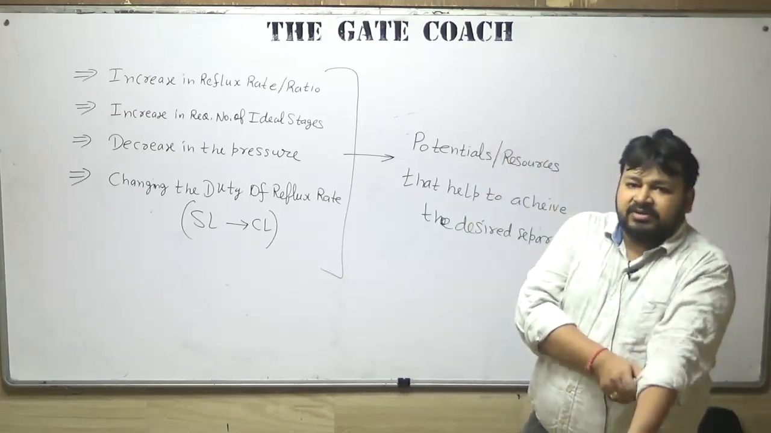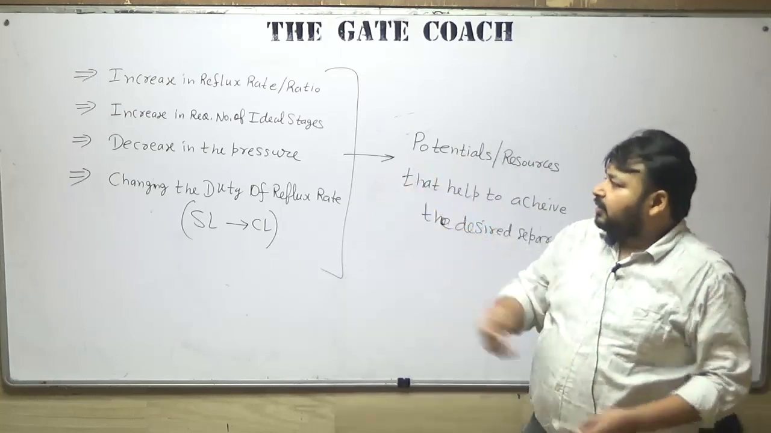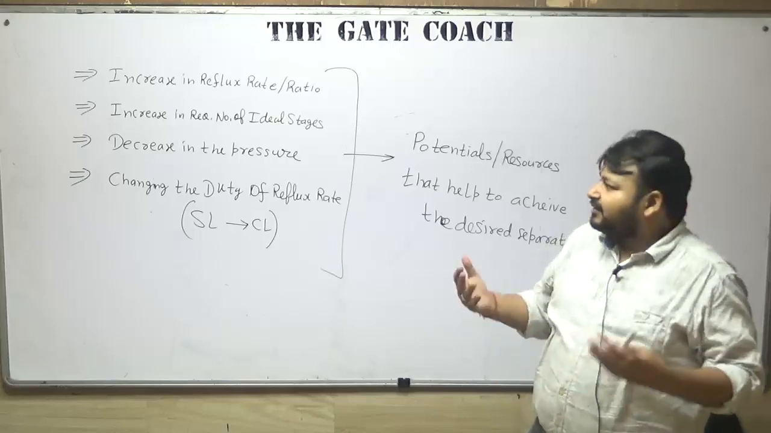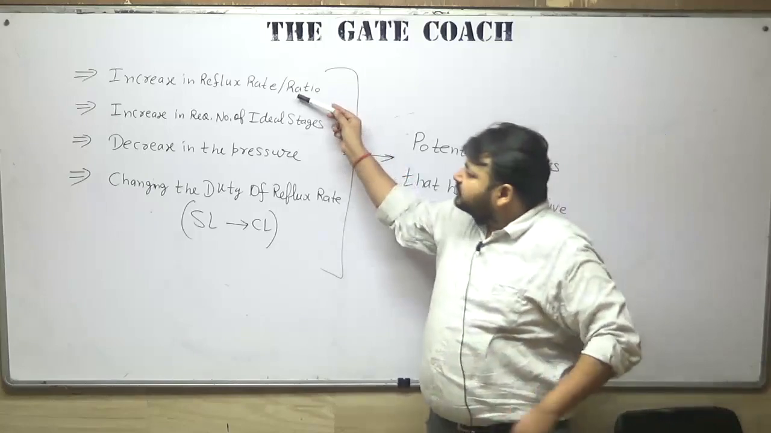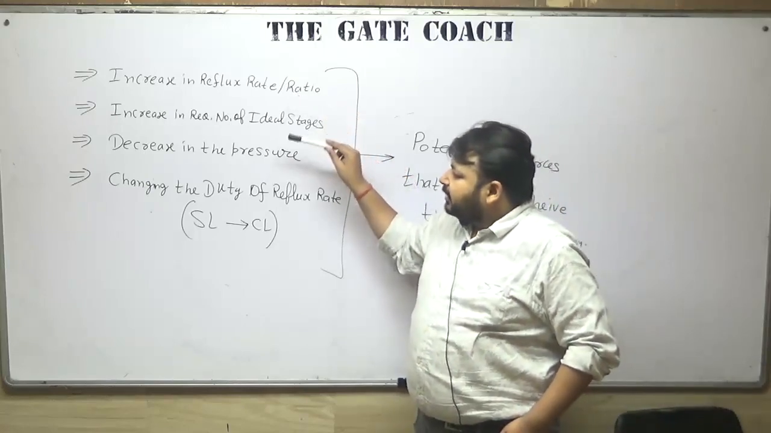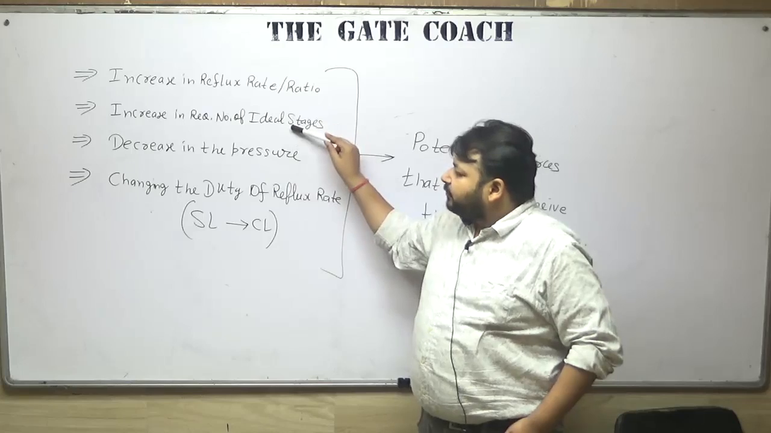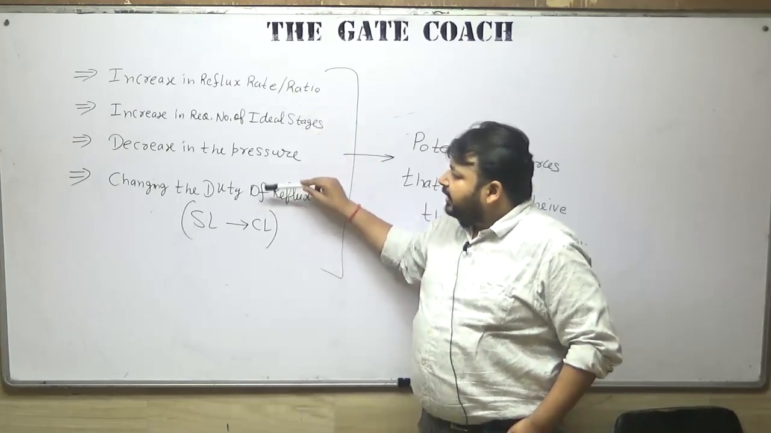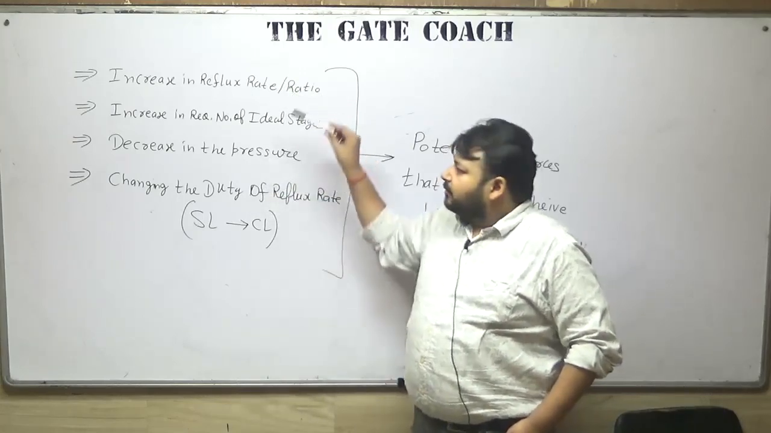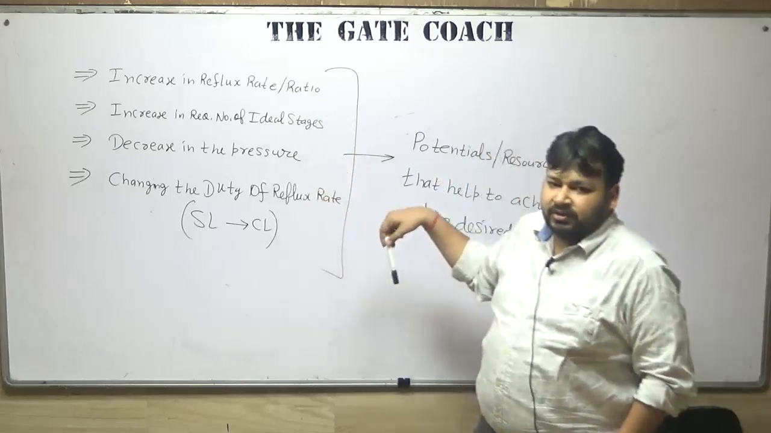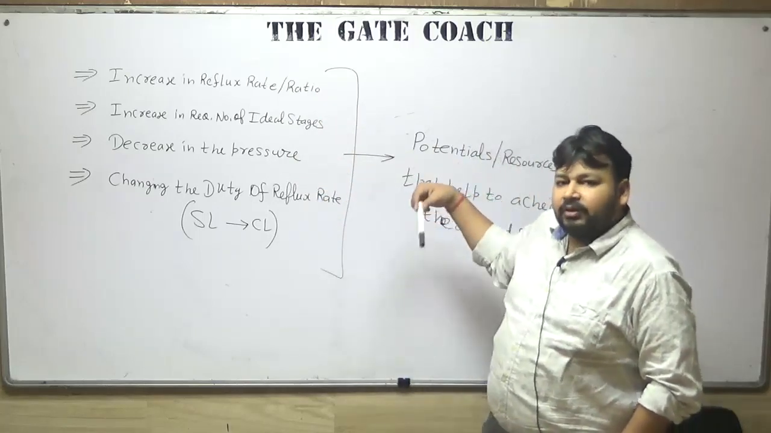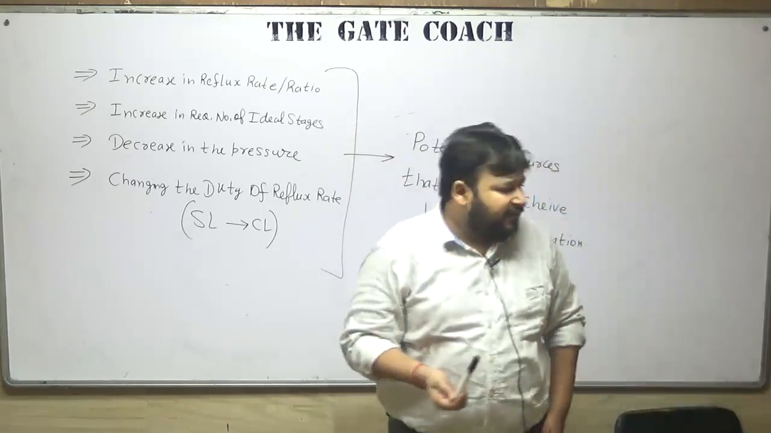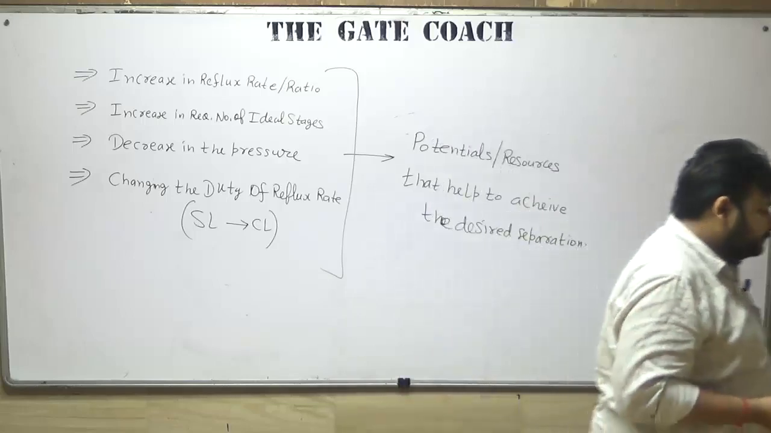Or if we keep the separation same, then change in one can affect the required number of ideal stages. We can have less number of stages if we increase the reflux ratio. We can have less number of stages if we decrease the pressure. We can have less number of stages if we change the duty. So 1, 3, 4 have the effect on the number of ideal stages, but all four have the effect on the separation. So either you can increase the separation, or keeping the separation same, you can change the number of ideal stages. So that is the basic funda, Atisha. Itna hi hame yaad rakhna hai.